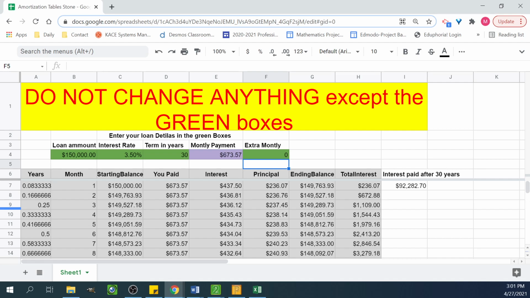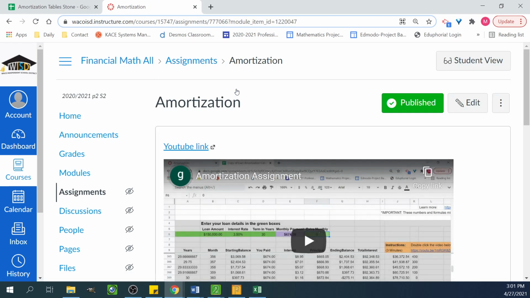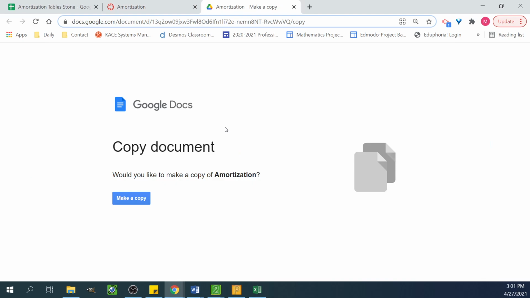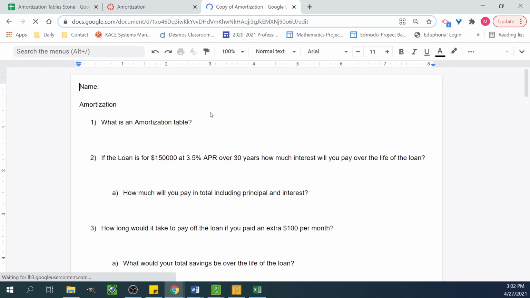Let me show you the assignment that you need to fill out. Modules. So you're going to go down to amortization. Now let me know if that link isn't working. I literally had to rewrite everything because it wasn't letting some students access the spreadsheet and it wasn't letting them change it. You can't get it? Okay. I can make a copy. Yeah, make a copy. Okay.